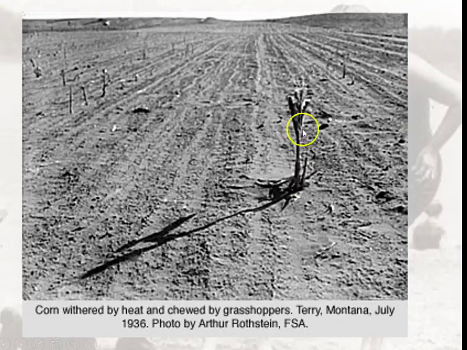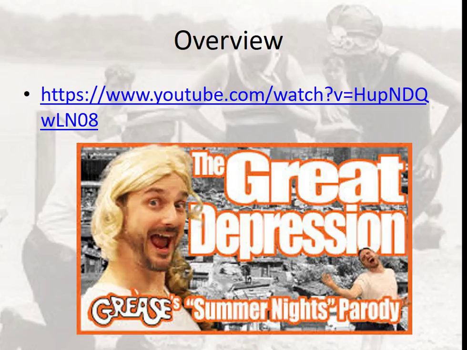You can see these are some grasshoppers. This is outside of Montana. Literally there's just stubs left from a field. Interestingly enough, locusts would literally eat the clothes off of your back. So not the best time to be alive.